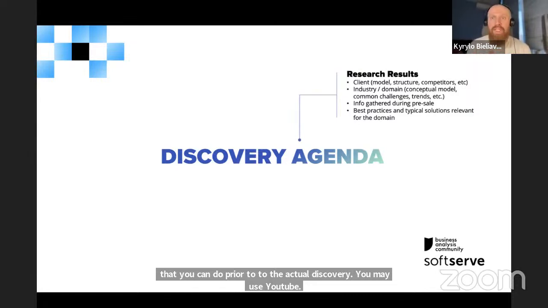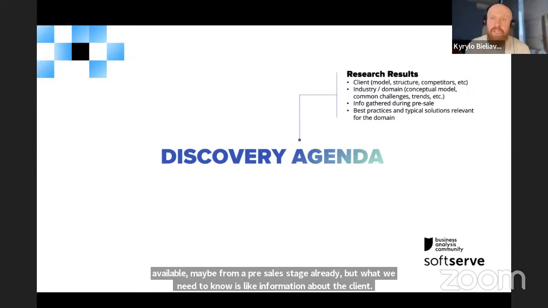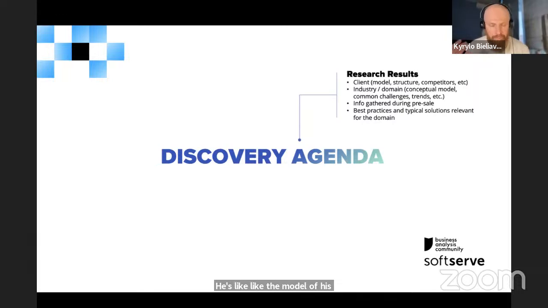But what we need to know is information about the client, the model of his business, the company structure, if we need that. Maybe some major competitors, if it's applicable. We also need to understand the industry and the domain, making sure we understand the main concepts in this market, the common challenges, and trends. It usually can be found in industry research.